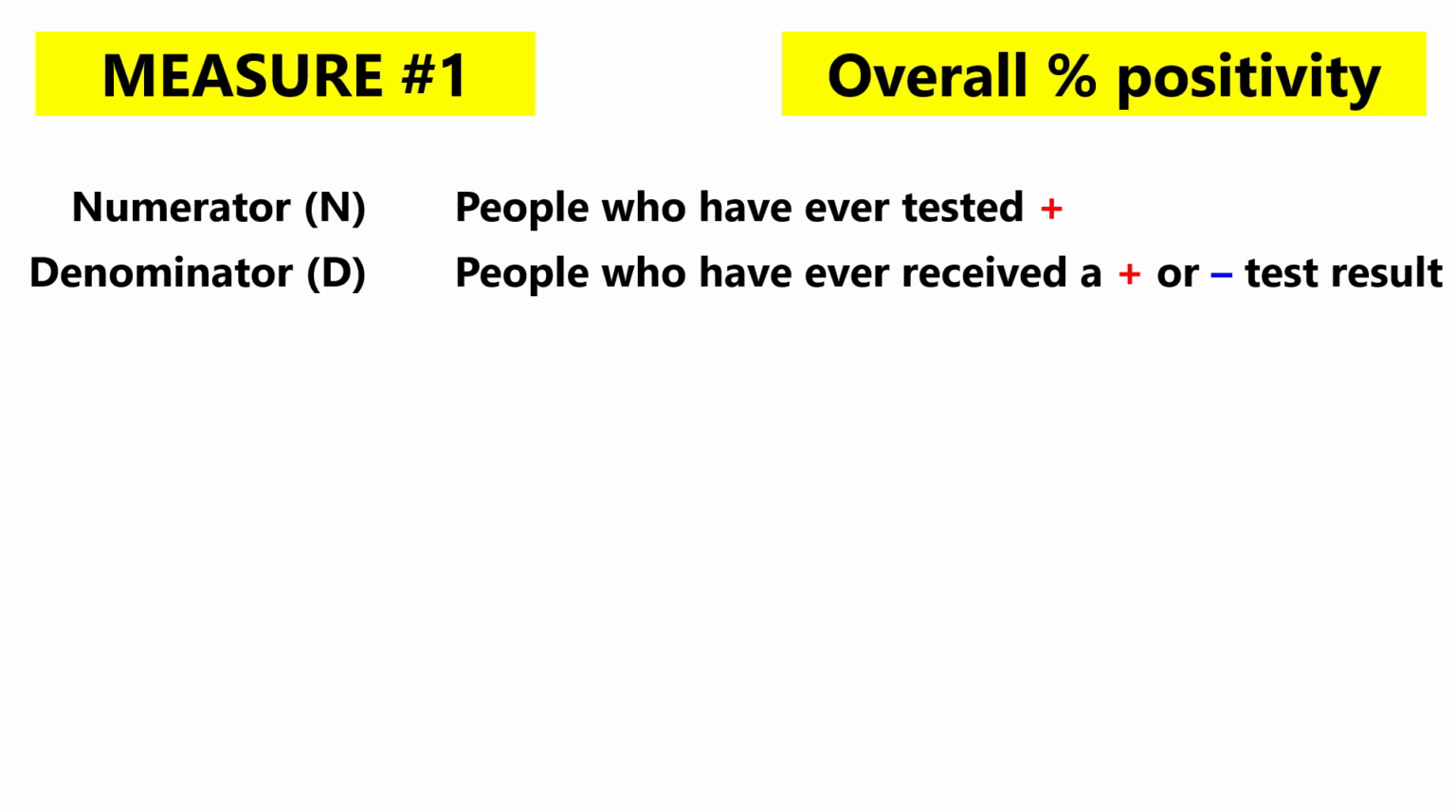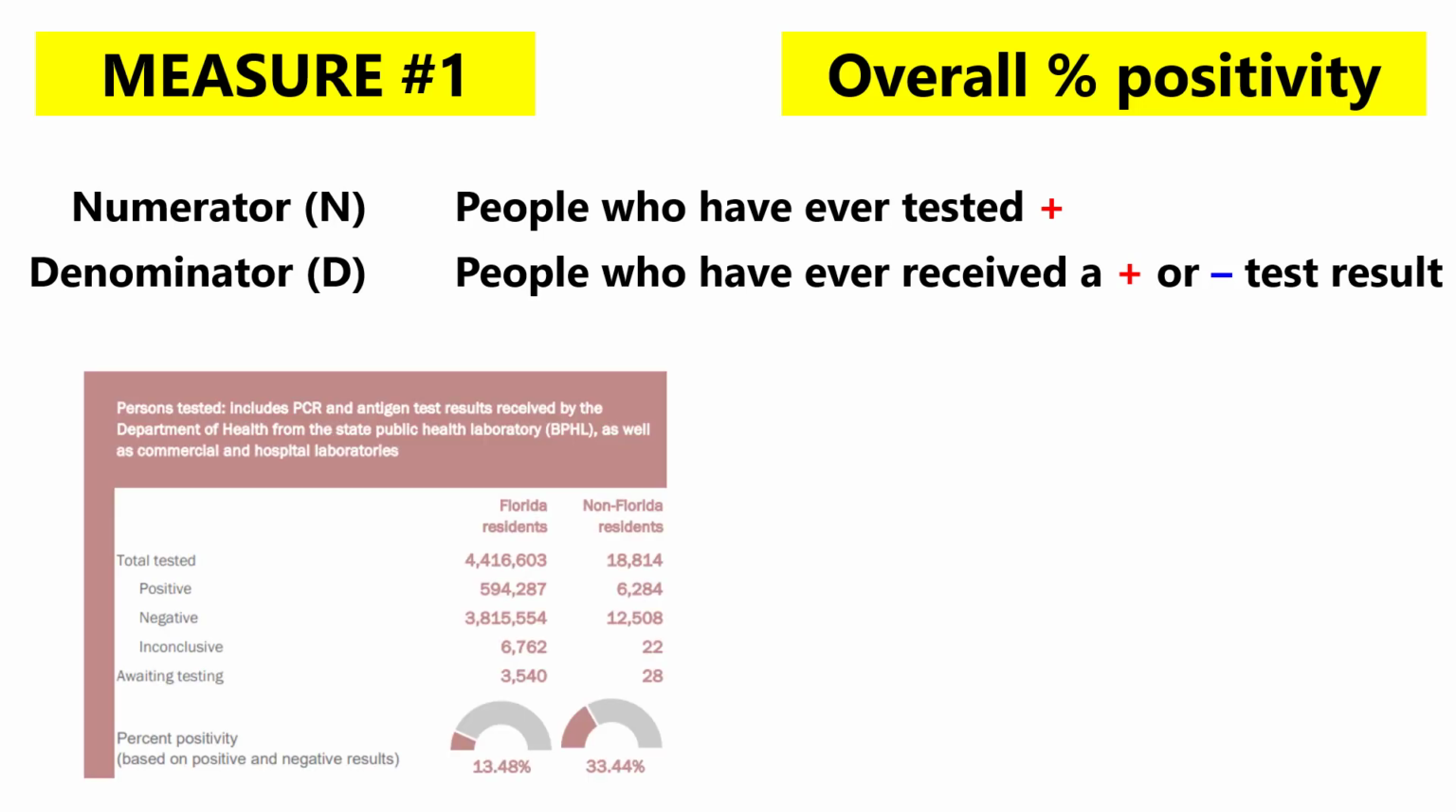So notice I didn't say the denominator is all people ever tested. That's because there is a very, very small proportion who have either pending or inconclusive results. I do not include them in the denominator. So basically, the denominator, who we are considering, is anybody who has ever received a positive or a negative test result, and the numerator is the number of those people who have actually tested positive at some point.